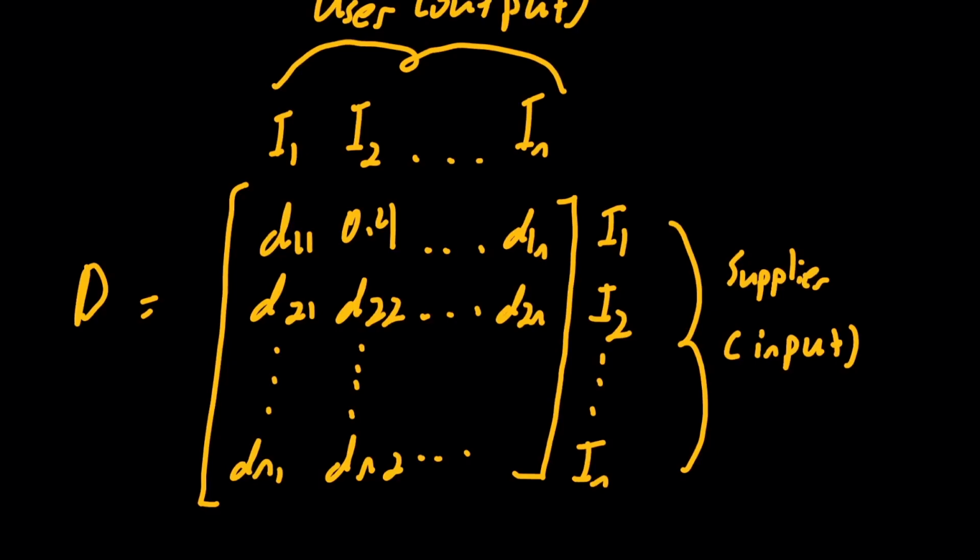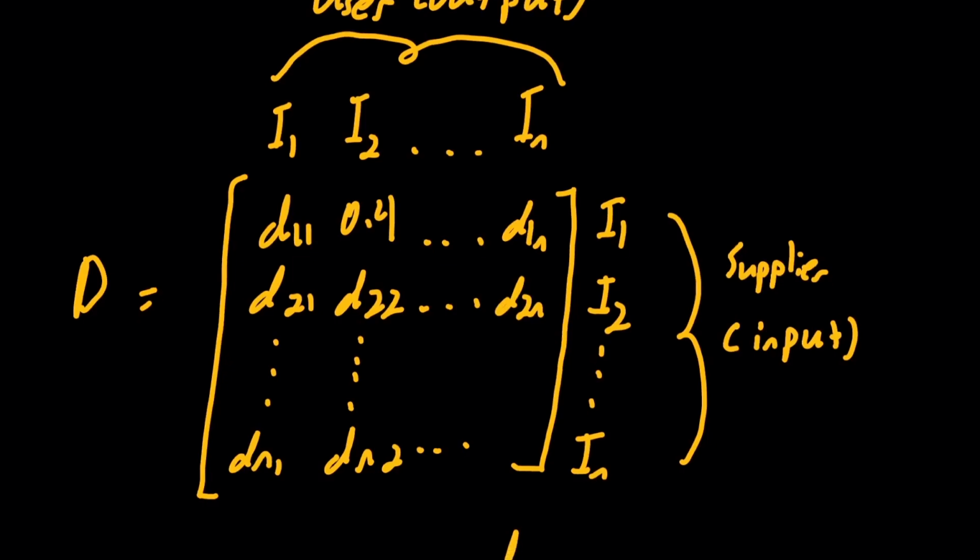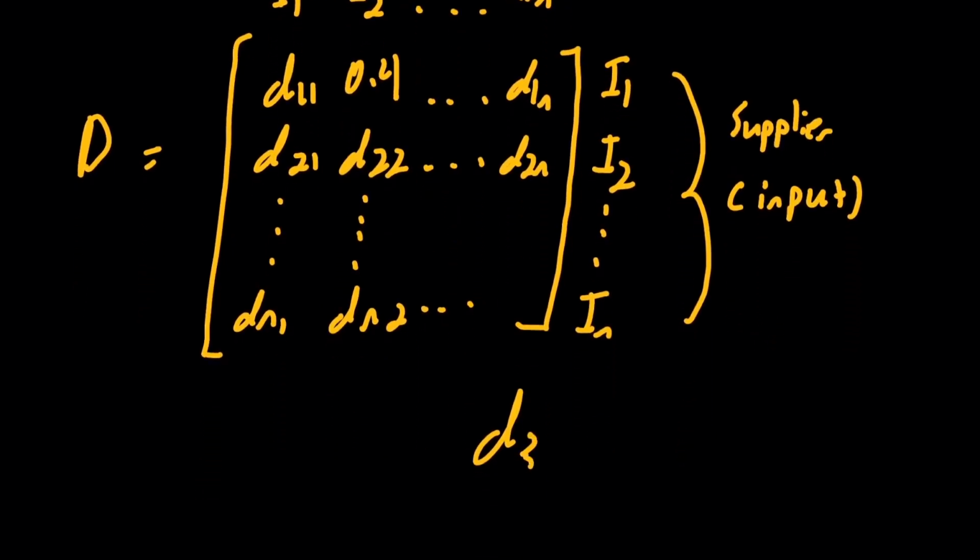Now, let's say we were to have D sub 33 equal to 0.2. What does that mean exactly? Well, it simply means that industry 3 needs 0.2 unit of its own product to produce 1 unit. And in percentages, it needs to use 20% of its resources to produce 1 product.